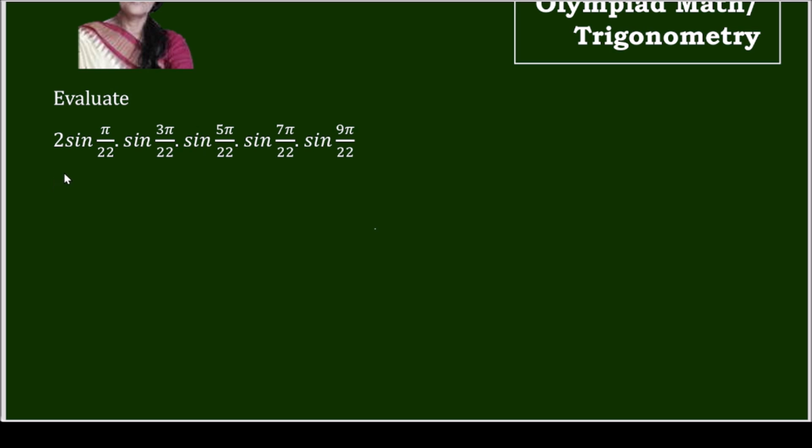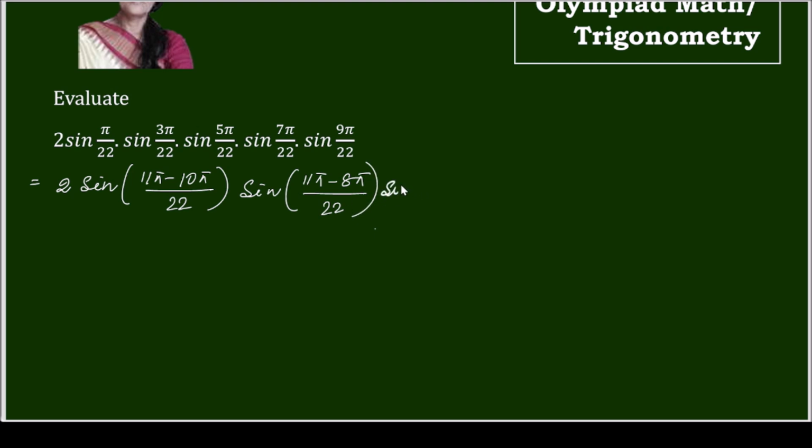So let's rearrange the terms in this way. So this is equal to 2 sin of (11π minus 10π)/22, that means π/22. I am writing 11π minus 10π. Similarly, the second term I will write 11π minus 8π. Now you can guess the next term. It will be (11π minus 6π)/22.